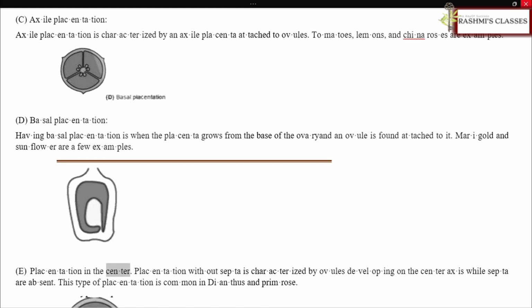Placentation in the center. Placentation without septa is characterized by ovules developing on the center axis, while septa are absent. This type of placentation is common in dianthus and primrose.